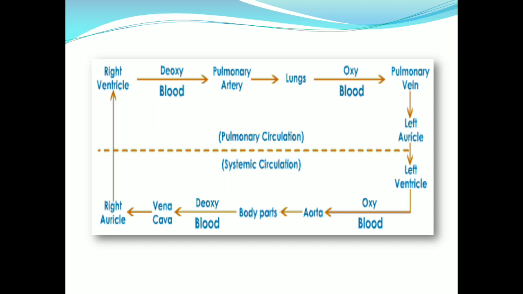There are two types of circulation. One is pulmonary circulation, another is systemic circulation. Now let us see the difference between these two circulations. It is clear from the flow chart that pulmonary circulation moves blood between the heart and lungs, whereas systemic circulation moves blood between the heart and body parts.